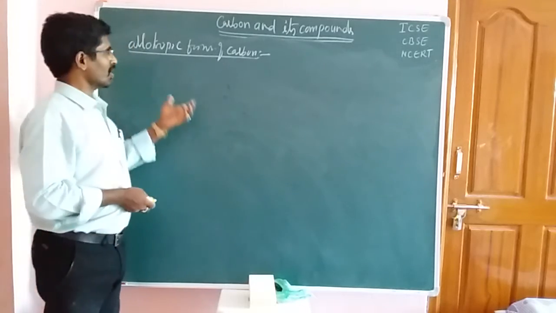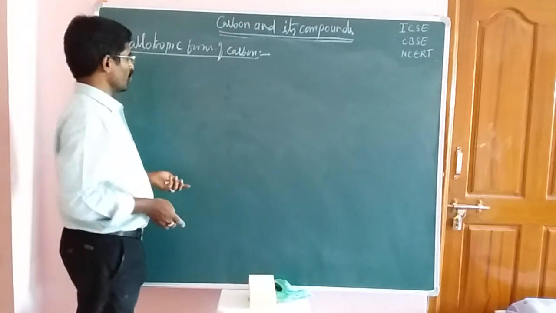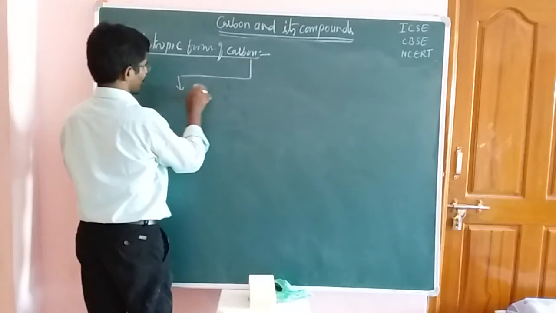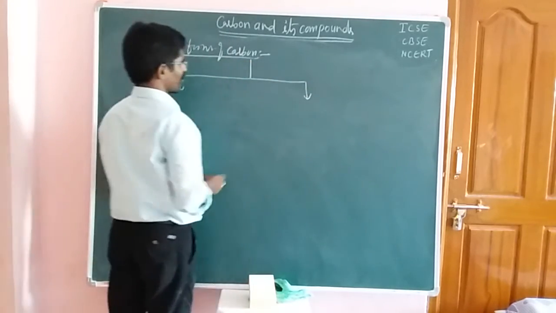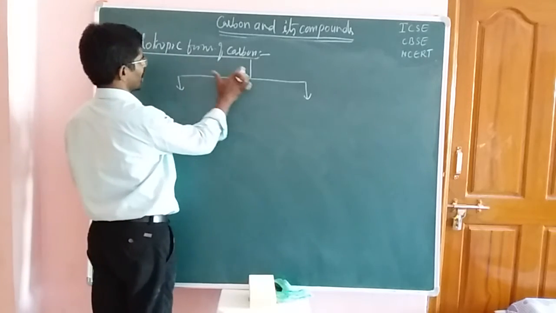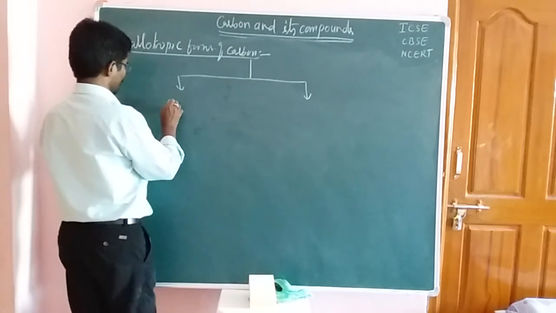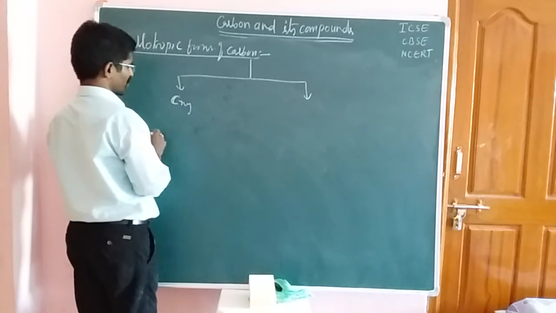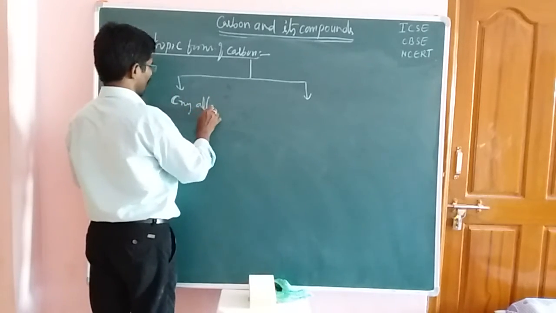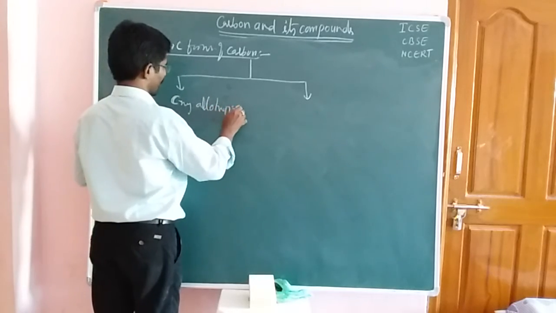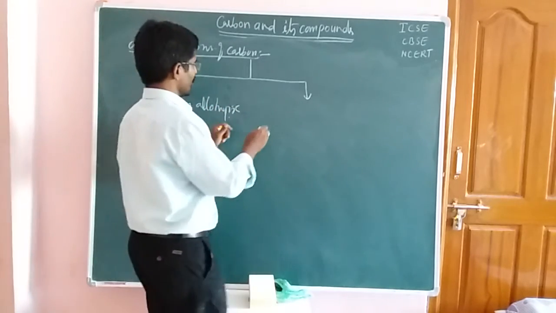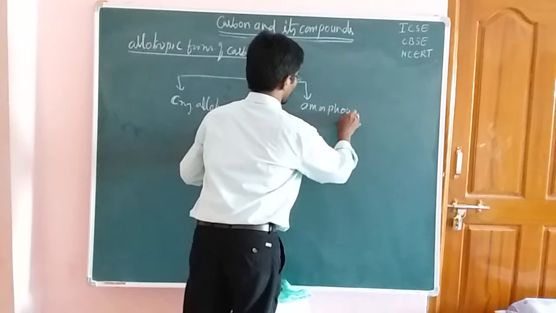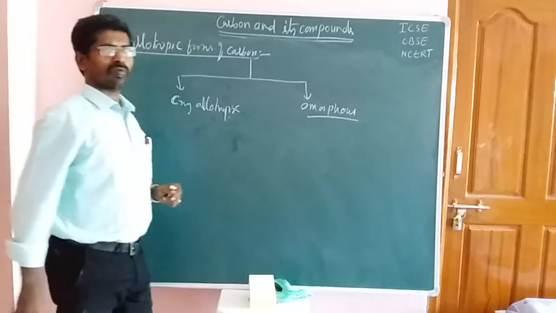Okay, students. Now carbon exhibits two important allotropic forms. The first one is the crystalline allotropic forms. Okay, students, crystalline allotropic forms. And the other one is the amorphous allotropic forms.